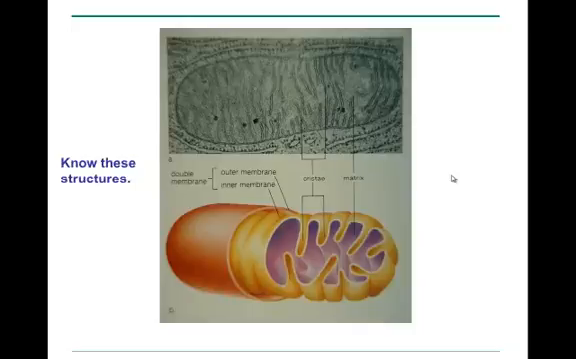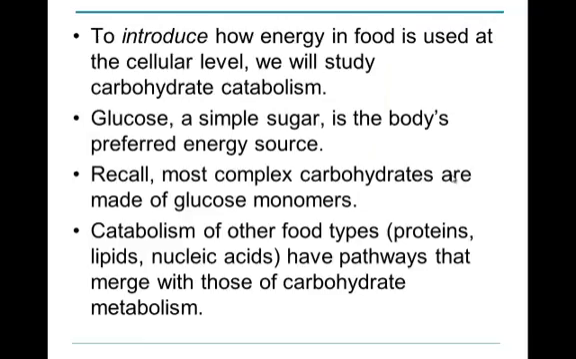To introduce how food is used at the cellular level, we're going to study carbohydrate catabolism, which is to say we're going to look at how a simple sugar, glucose, is broken down and transformed into ATP. Now, glucose of course, is very important. You learned in biochemistry it serves as a monomer for many polymers. It is also the body's preferred energy source. Your brain, for example, runs on glucose.